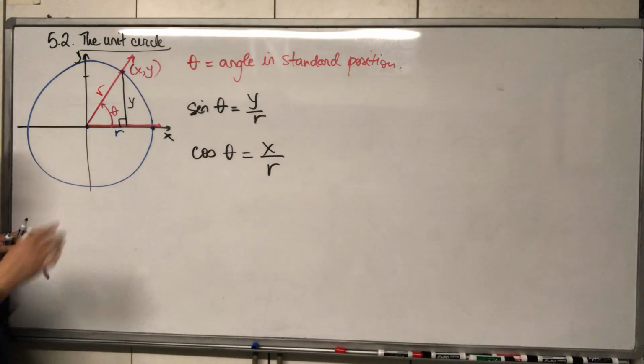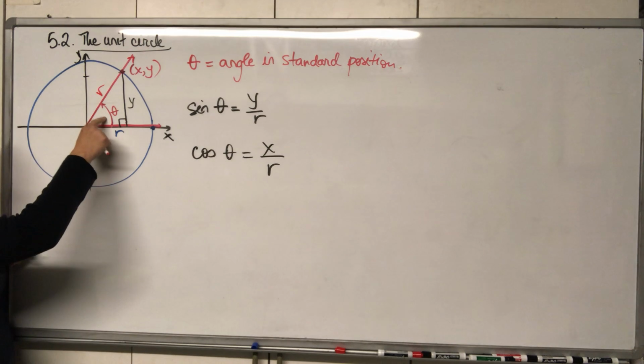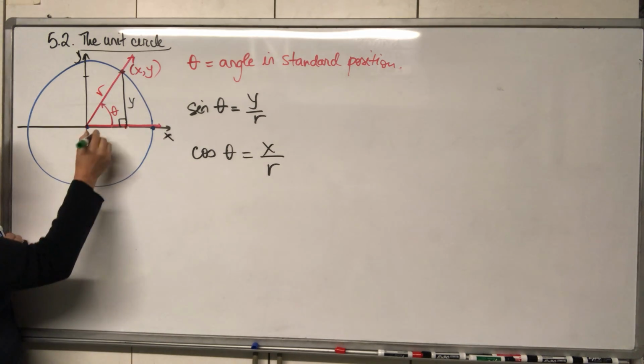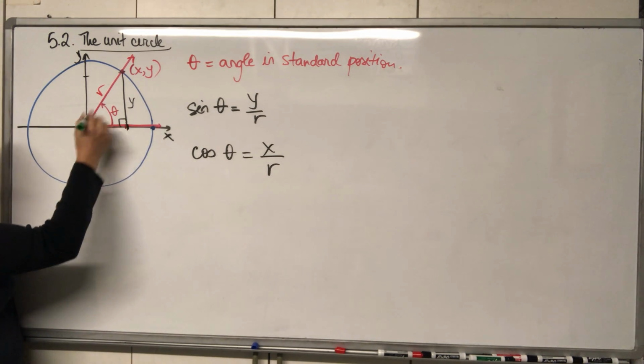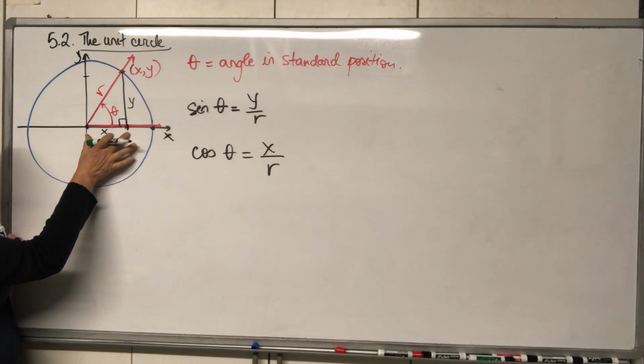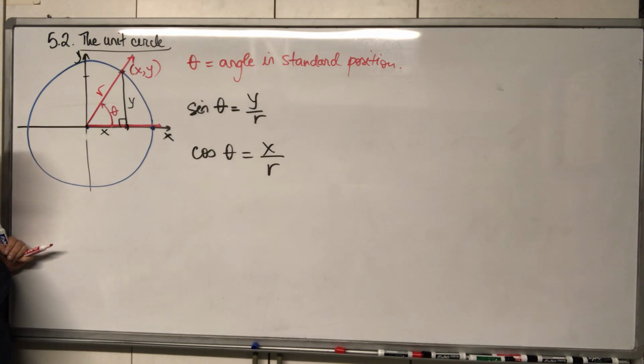So you've learned that the sine value is the opposite over hypotenuse, and then the cosine value is the adjacent, and the adjacent is what? It's an x distance from here to here, because if that's the x coordinate, then from here to here is a distance x, so it's the adjacent over the hypotenuse, which is r.